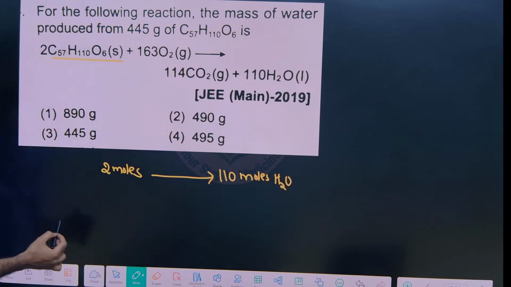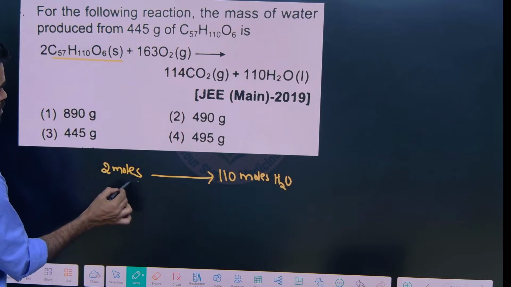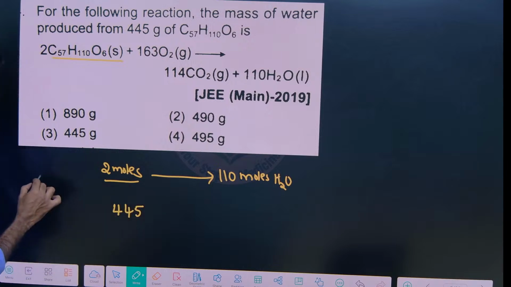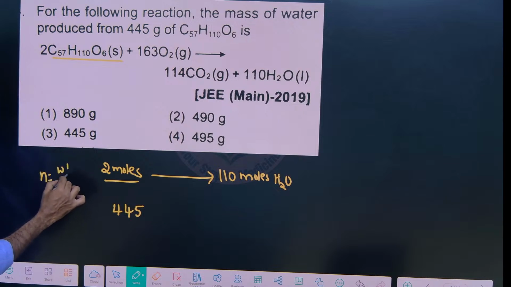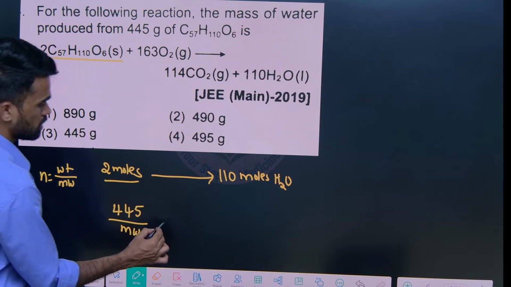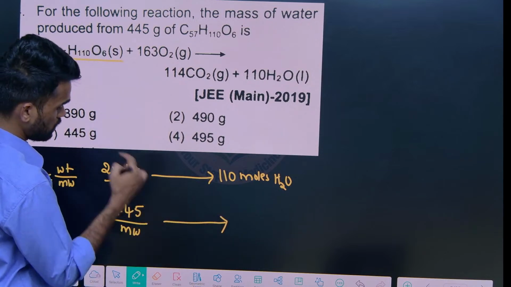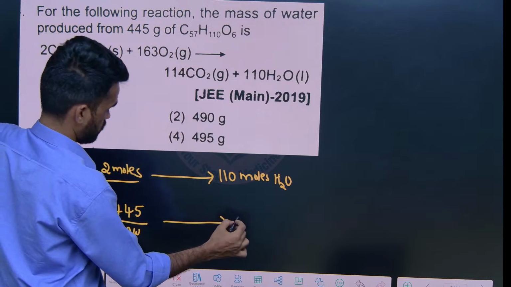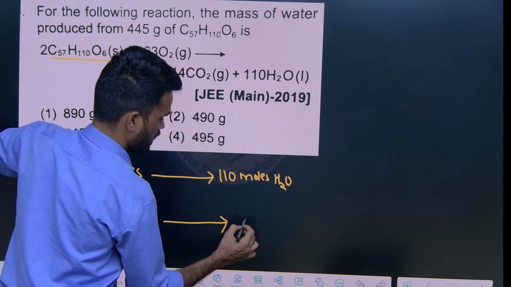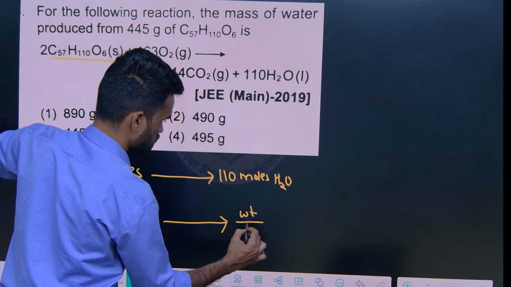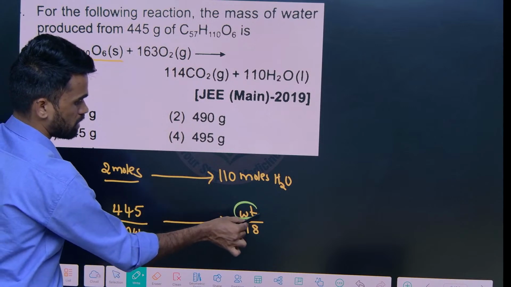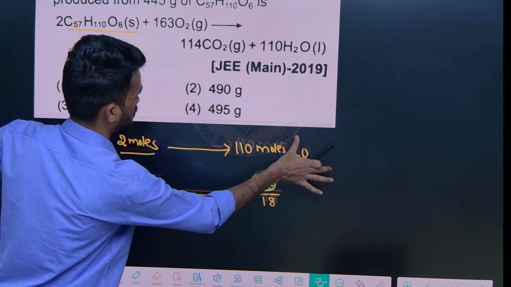Now they are giving the weight of the substance as 445. This is the given weight. Number of moles formula is what? Given weight by its molar mass. So now just calculate the molar mass of that substance. That gives you some x moles, or I can write the weight of water by 18, its molar mass. That's it. So this is what we need to calculate now. Just use the unitary method here, it is very easy.